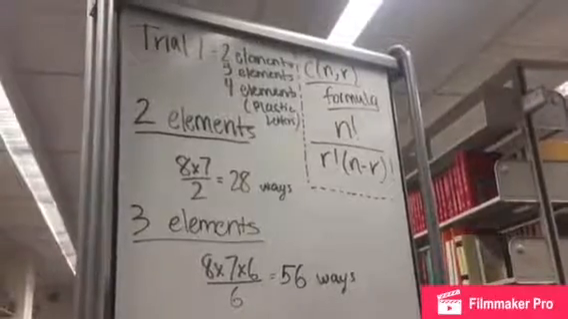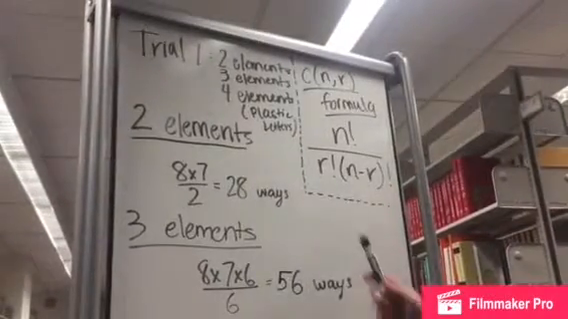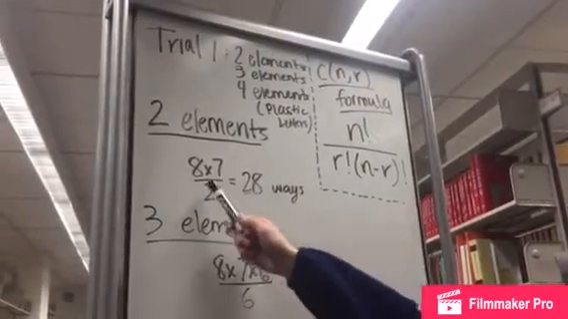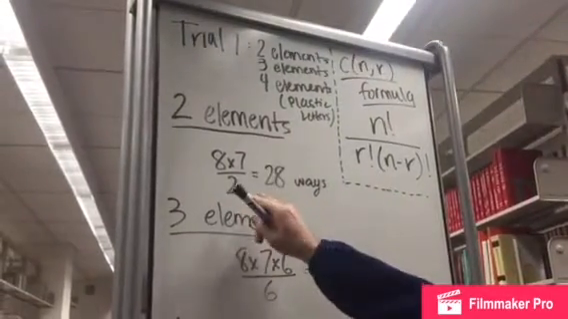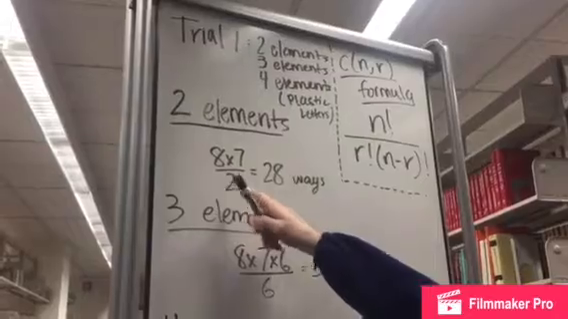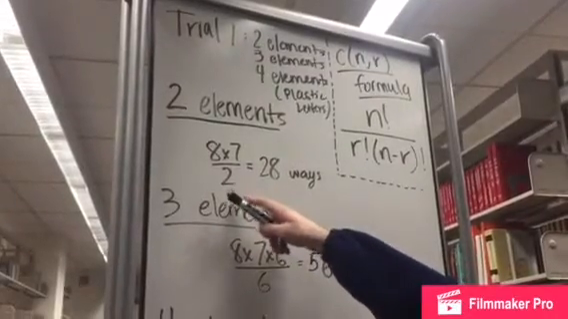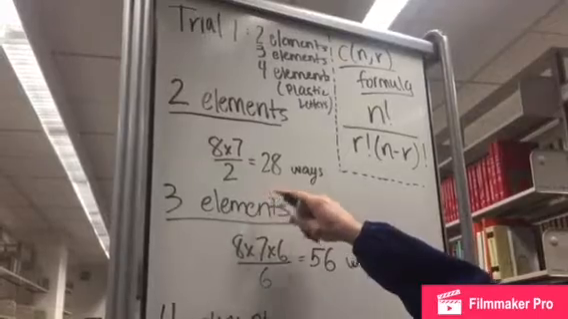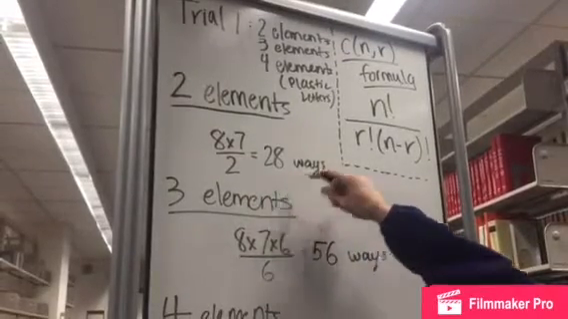Alright, so for trial 1, we had 8 total elements in the first part of trial 1. We're choosing only 2. So we do 8 times 7 because we're choosing 2 different elements and we have 8 total, divided by 2. And this 2 is the number of ways in which you can reorganize 2 different elements, and that comes out to 28.